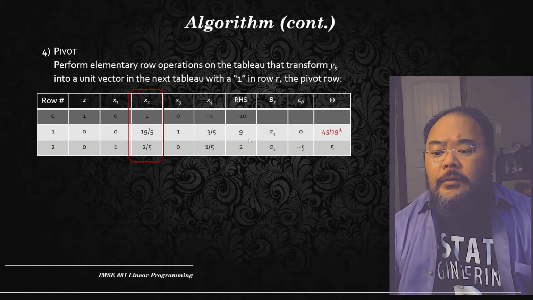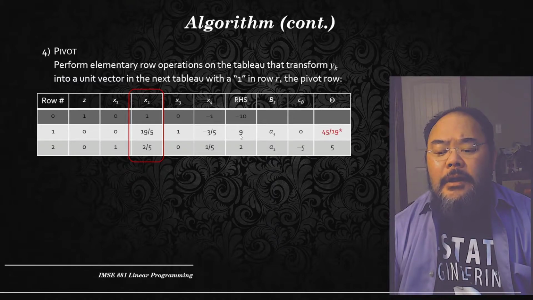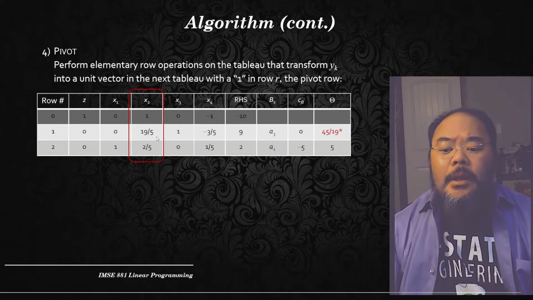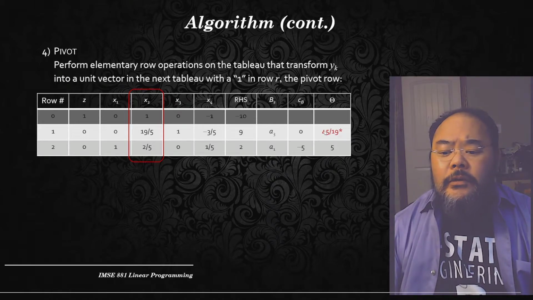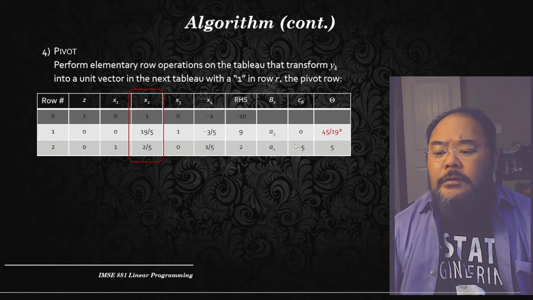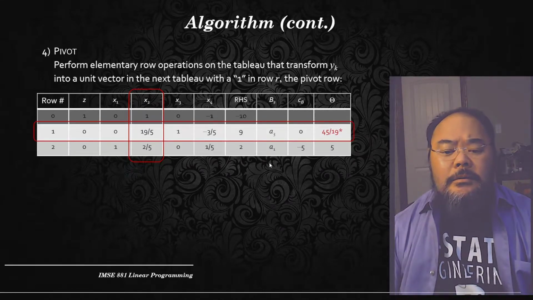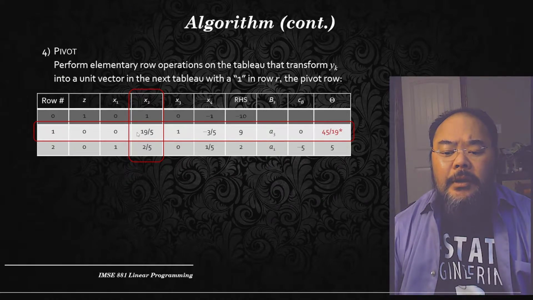We can choose that. Then we take the right hand side divided by the yj column, y2 column basically. And then we got 45 divided by 19, and 1/5 divided by 2/5, and that's 5. So between these two, this is the minimum ratio. So therefore, we say that x3, which is A3, leaves the basis. Okay, and that's the pivot column, and that's the pivot element.